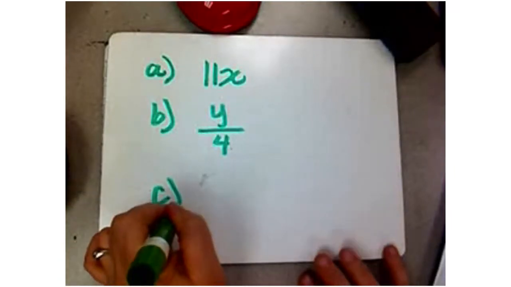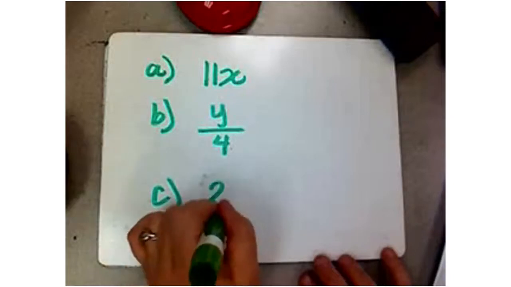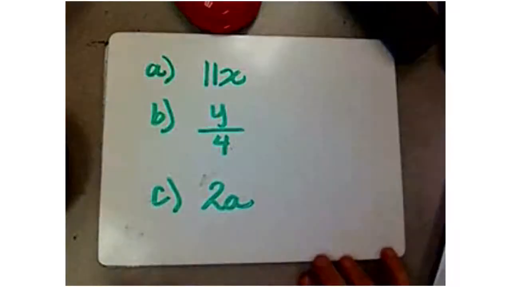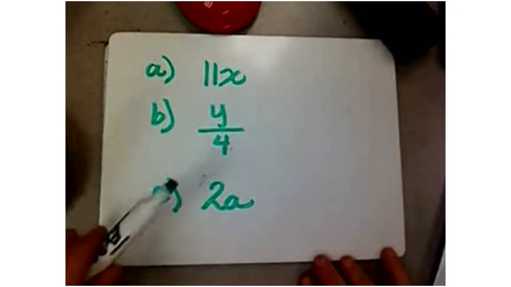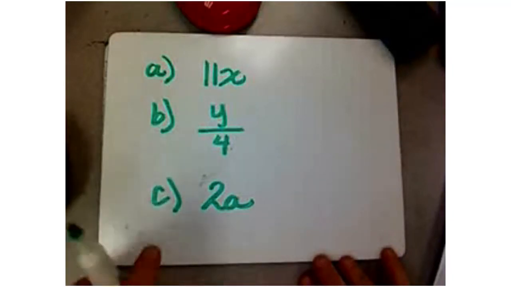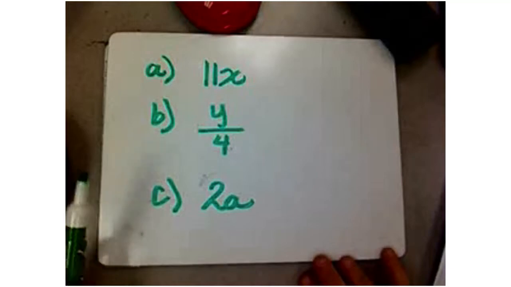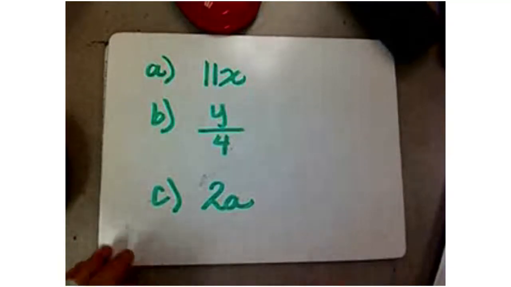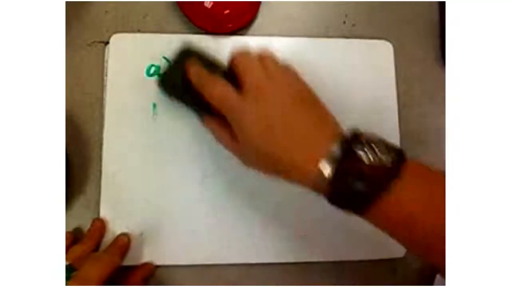And then twice a would be 2a for that one. So you'll practice applying those key words and key phrases to the operation that they indicate, multiplication or division. Then you put those keywords to the test with some word problems again.